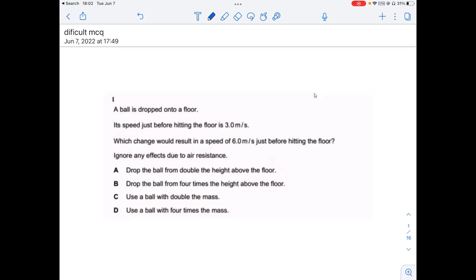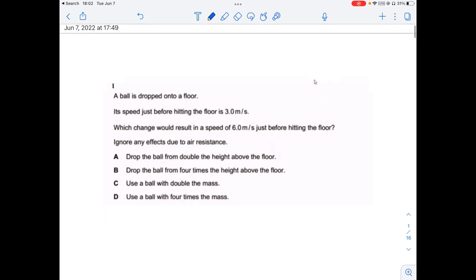So welcome. This is CIE Physics multiple choice questions, the most predicted questions or the most difficult questions for the upcoming multiple choice questions. So paper 2. Some difficult questions are being discussed over here.